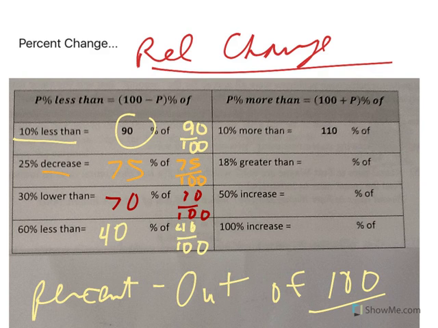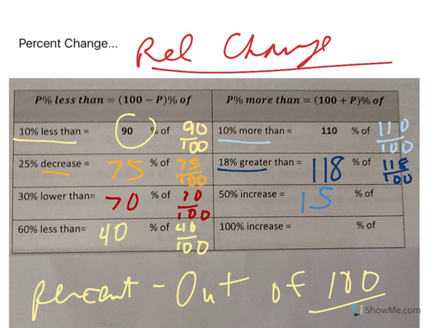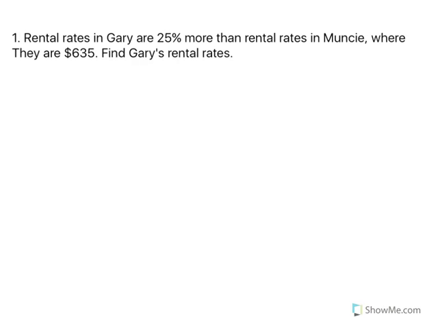Well, unfortunately, or fortunately, depending on how you look at it, things aren't always less, right? Sometimes we have more. Well, if you start at 100 and you have more, you're going to add to it. So 100 plus 10 gives us 110. That's 110 over 100. If I have 18% greater, that's 118, right? Because 100 plus 18 gives me 118 over 100. If I have a 50% increase, that's 150%, which is 150 over 100. And if I have a 100% increase, that's 200%, which is 200 over 100. So that's kind of what you need to be thinking about when we're setting up these proportions throughout this video. All right, let's jump into some.